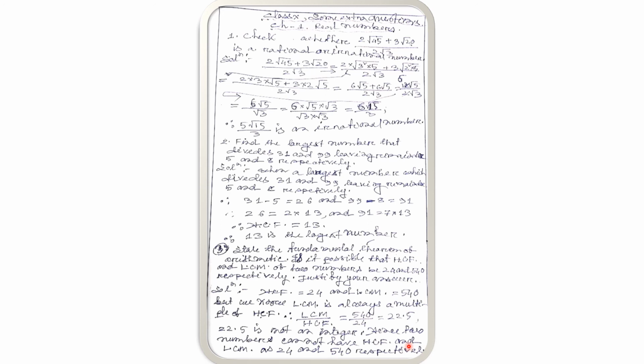Since it is not an integer, we can say hence two numbers cannot have HCF and LCM as 24 and 540 respectively. Because LCM is always divisible by HCF completely. When you divide LCM by HCF, you will get an integer. Since we have not got an integer, we got the decimal number 22.5, hence two numbers cannot have HCF and LCM as 24 and 540 respectively.